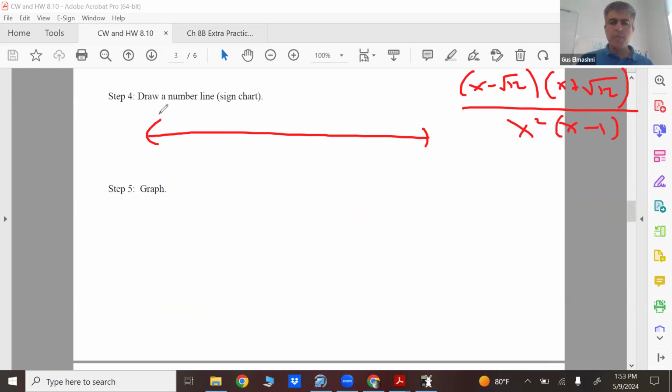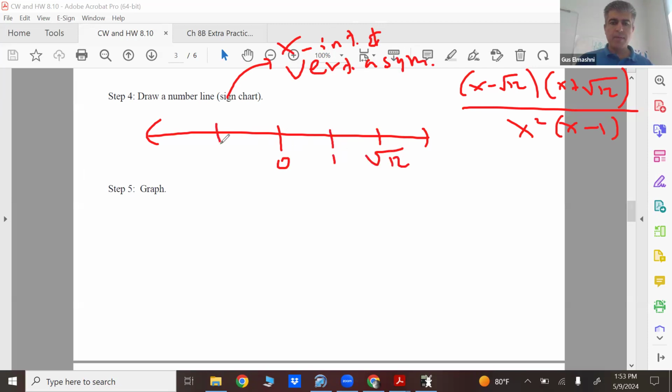So what you want to do when you do the sign chart is you're going to want to use x-intercepts and vertical asymptotes, because that's what makes the thing 0 for both top and bottom. 0, 1, root 12, negative root 12. All the signs will change here, except at 0, because 0 is squared.